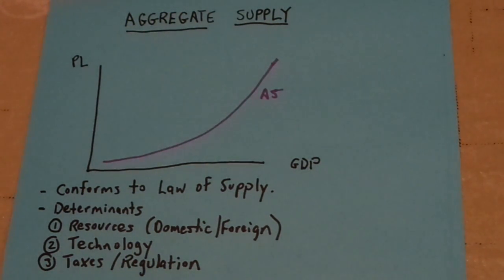The determinants of aggregate supply are resources, and this is quite a broad category here. So I often say that the largest resource that most firms have is labor. But we're talking about materials, labor, anything like that. And we're also talking about both domestic resources and foreign resources. Technology also plays a role in aggregate supply, and technology, since the Middle Ages at least, has always improved and caused suppliers to supply more at every price. Business taxes and business regulation also can affect aggregate supply.